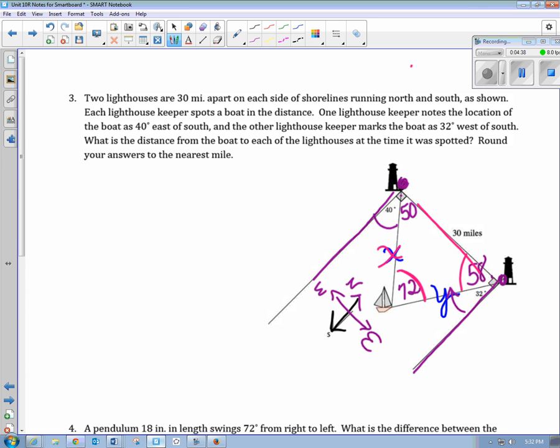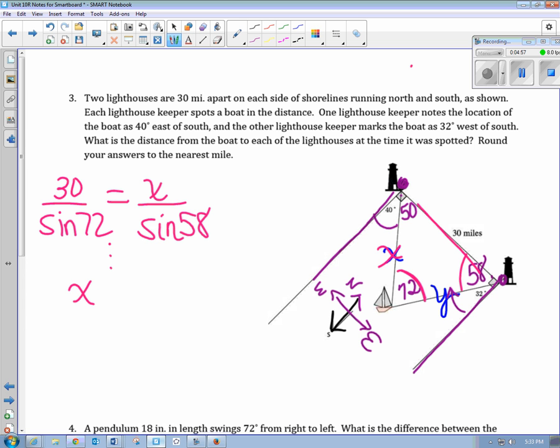So I'm going to use 30 over the sine of 72 equals x over the sine of 58. That's going to allow me to go through and solve for x. Because we've already spent some time talking about how to solve, I'm going to tell you that when I cross multiply and solve, I do end up getting 27. So make sure you can do that math and get the right answer.